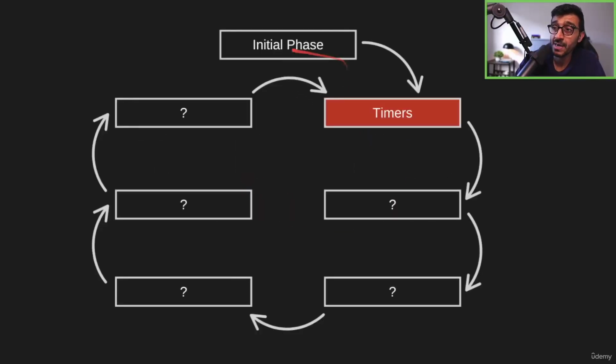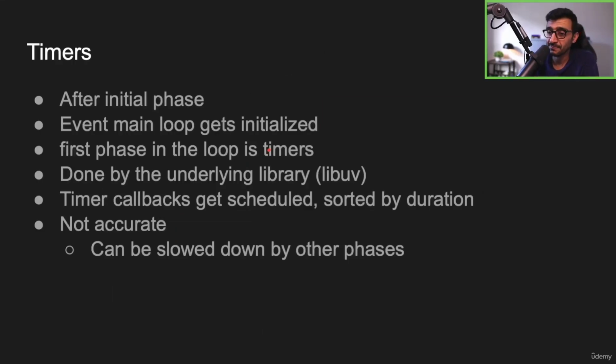Now, with that in mind, let's get into the timer phase. Initial phase, done. Now the first phase is timers. We're doing some timers here. This is where we execute, and then there's some stuff after that we're gonna run through. Right after the initial phase, this is where the event main loop actually gets initialized. And the first phase is timers. Are there any timers ready? Let's execute them. If there are not, we move to the next phase. It's as simple as that, right?